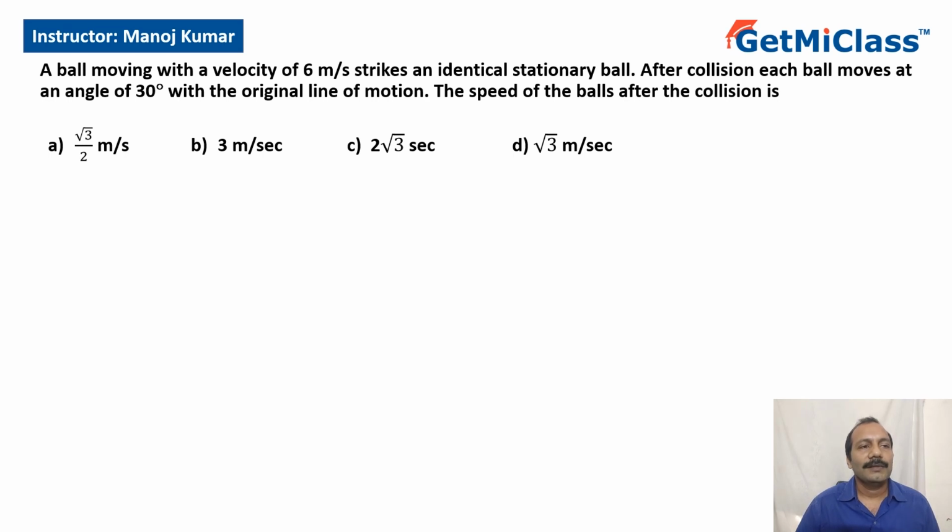A ball moving with a velocity of 6 meters per second strikes an identical stationary ball. After collision, each ball moves at an angle of 30 degrees with the original line of motion. The speed of the balls after collision is.